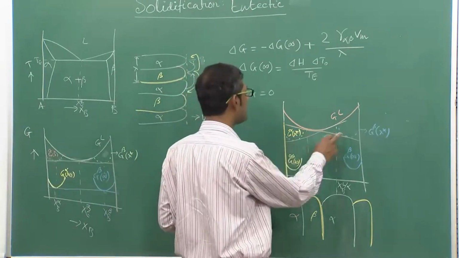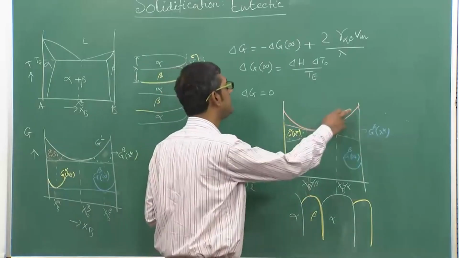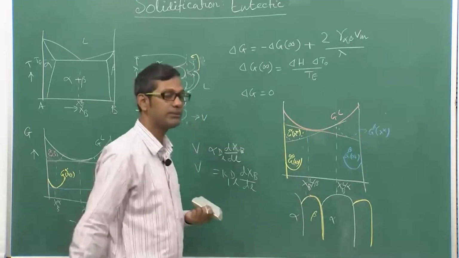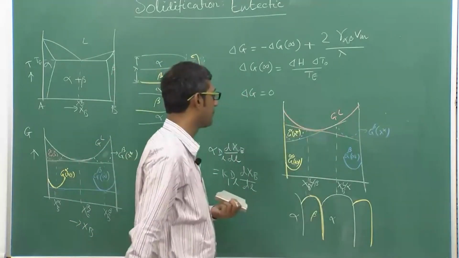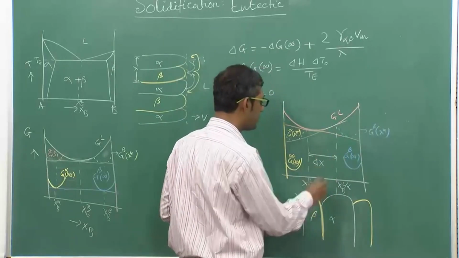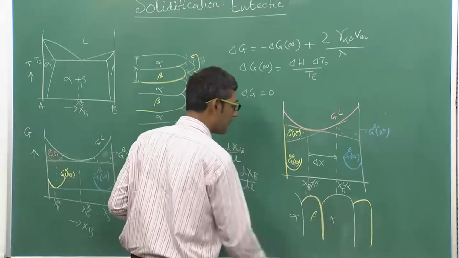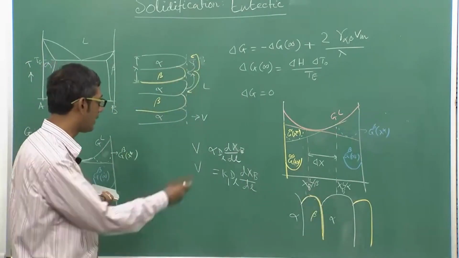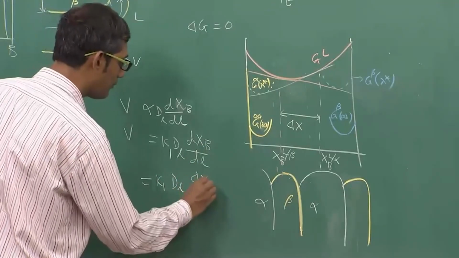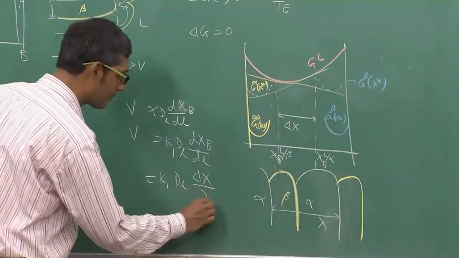Here the common tangent cannot be drawn, the only thing we can draw is the common tangent between GL and the alpha, again G beta and the alpha, and by doing that I can find the equilibrium composition at the tip of beta, the equilibrium composition at the tip of alpha. So this compositional difference is what is existing between the alpha and beta tip in the liquid, and that is what is driving the transport of the beta. So we can write this equal to K1 DL delta x by lambda, as we have drawn here. This is what it is.